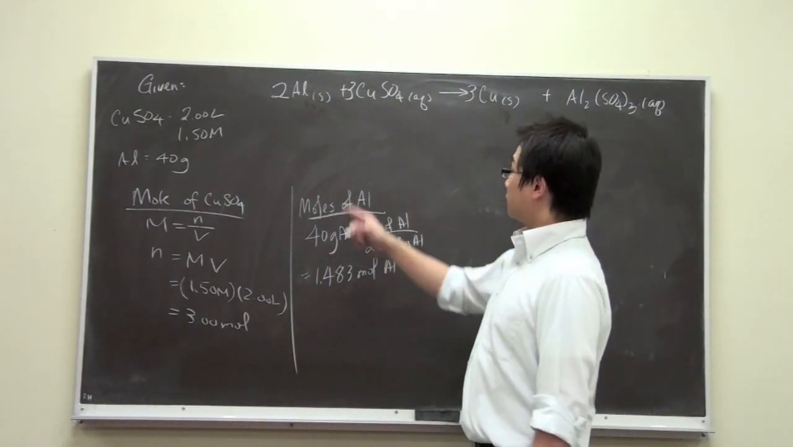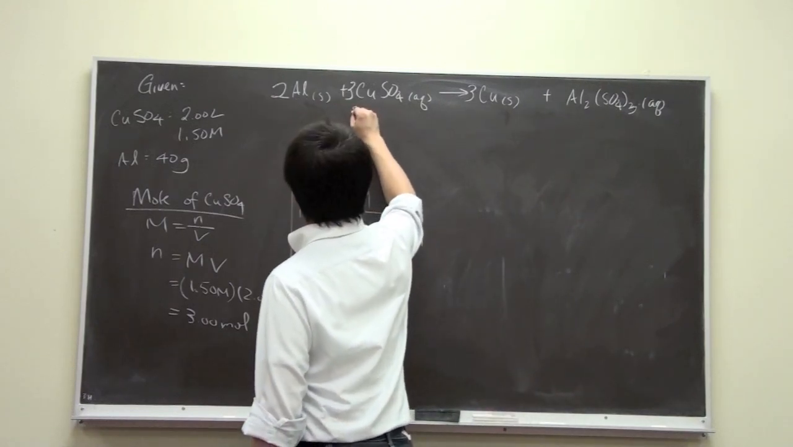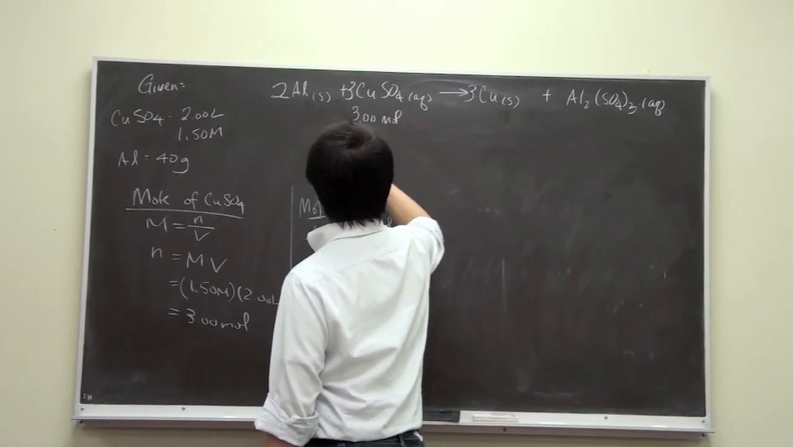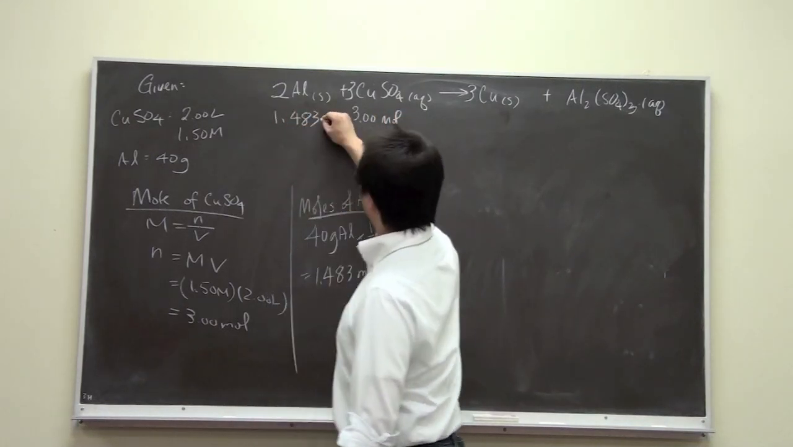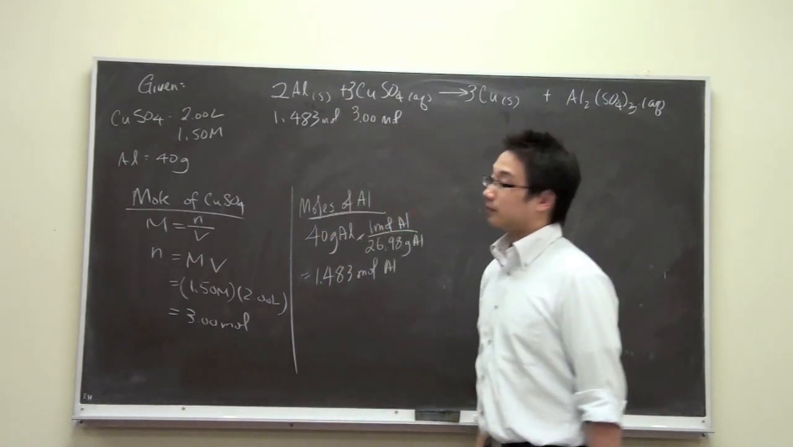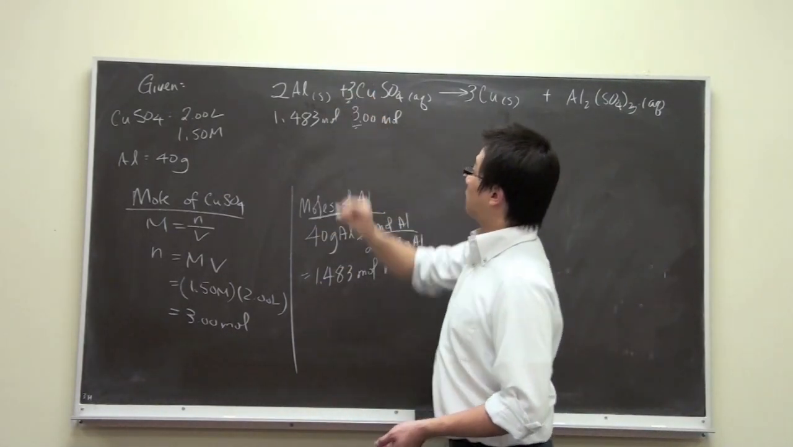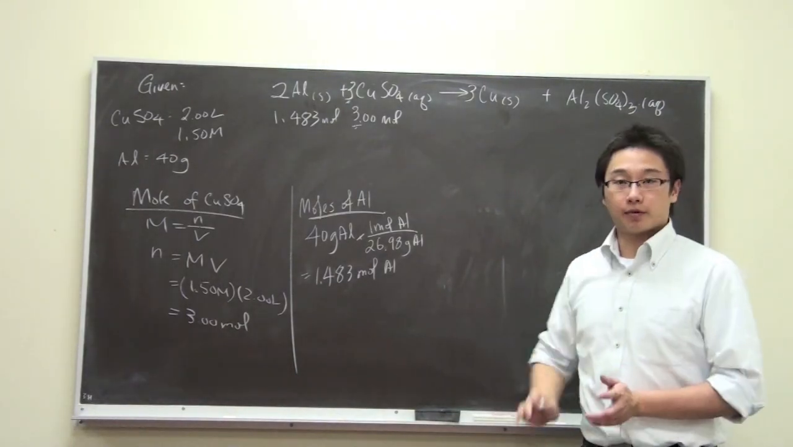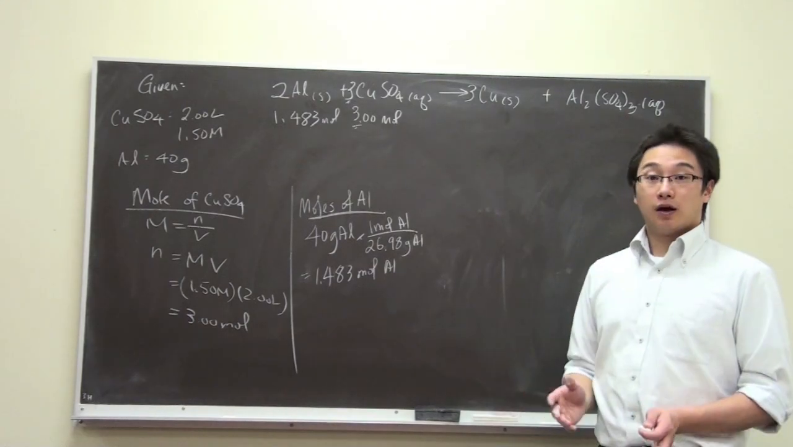So let me write these numbers right here so you can see it better. So we have 3 moles of this and 1.483 moles of the aluminum. Just want to clarify that this 3 has nothing to do with this 3. They are just coincidentally the same number. Okay? And now we have to find out the limiting reactant.